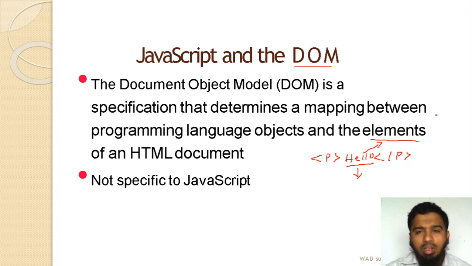So what is it doing? It is mapping the programming language objects and the elements of the HTML document. This is very important, the DOM is not specific to JavaScript. It is not specifying anything to JavaScript. The main working is that the document object is mapping programming language objects and the elements of an HTML document. So this is an element.